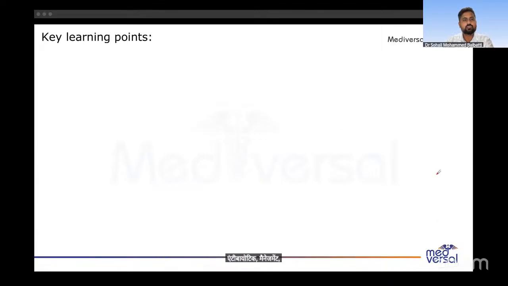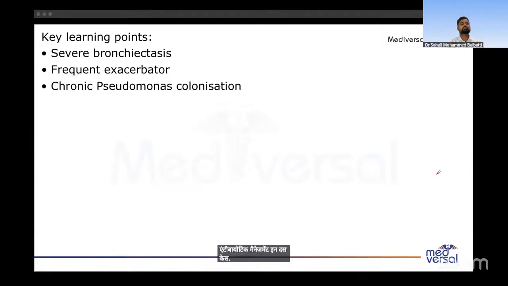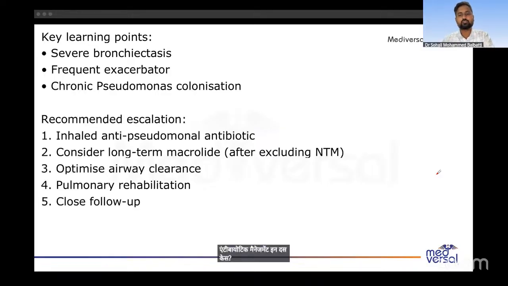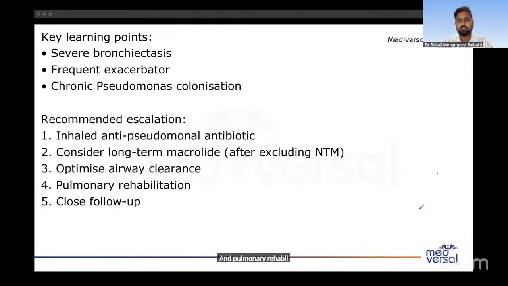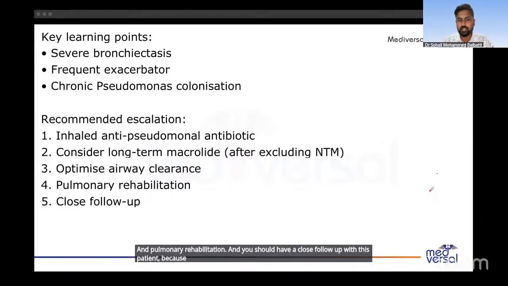Okay. So in this case, what we have to learn is it's a severe bronchiectasis, and she is a frequent exacerbator with chronic Pseudomonas colonization. So the escalation is you have to go for an inhaled antipseudomonal antibiotic, and you have to consider long-term macrolide also. And you have to again improve the airway clearance technique. You should see whether she's doing it correctly and if she's adherent to that, and pulmonary rehabilitation. And you should have close follow-up with this patient, because prognostically she might go bad.